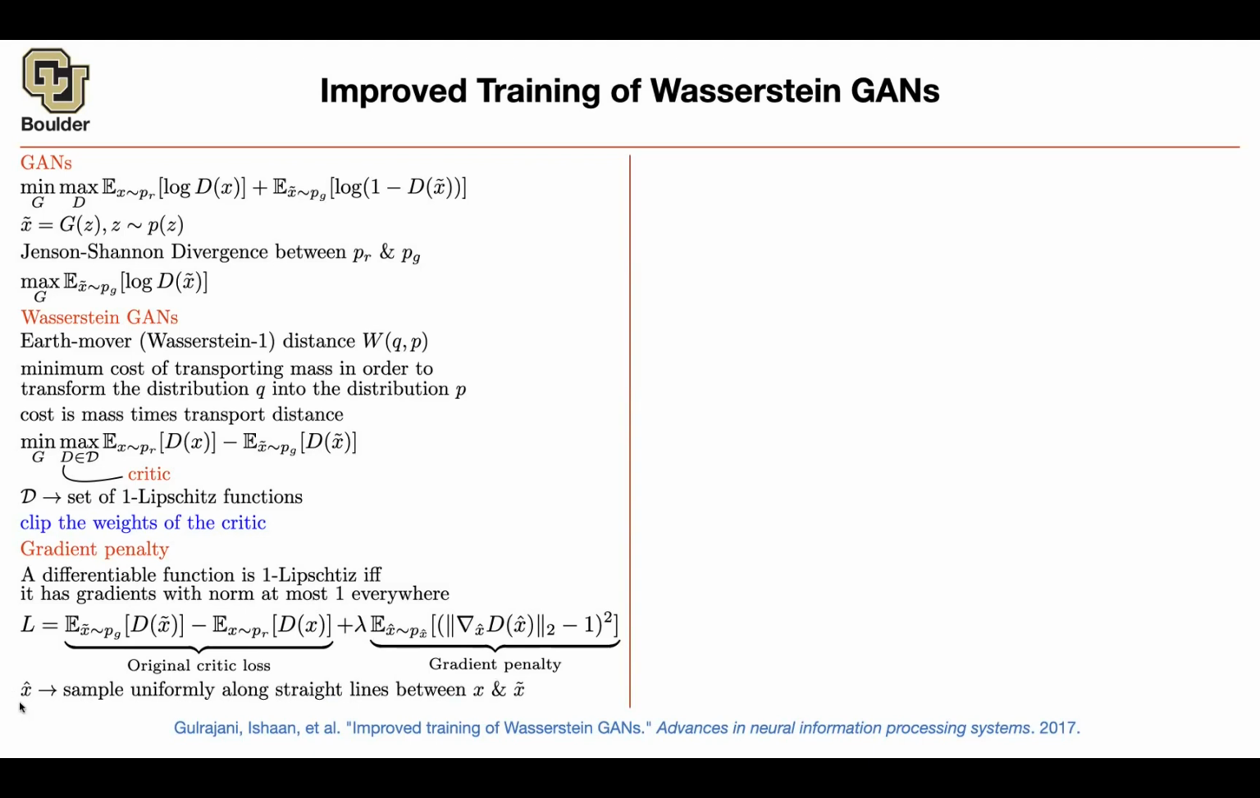Okay, that's exactly what I mentioned. So x hat is sampled uniformly. It's going to be sampled according to a uniform distribution on the line between x and x tilde. Any questions up until this point? This we covered last session.